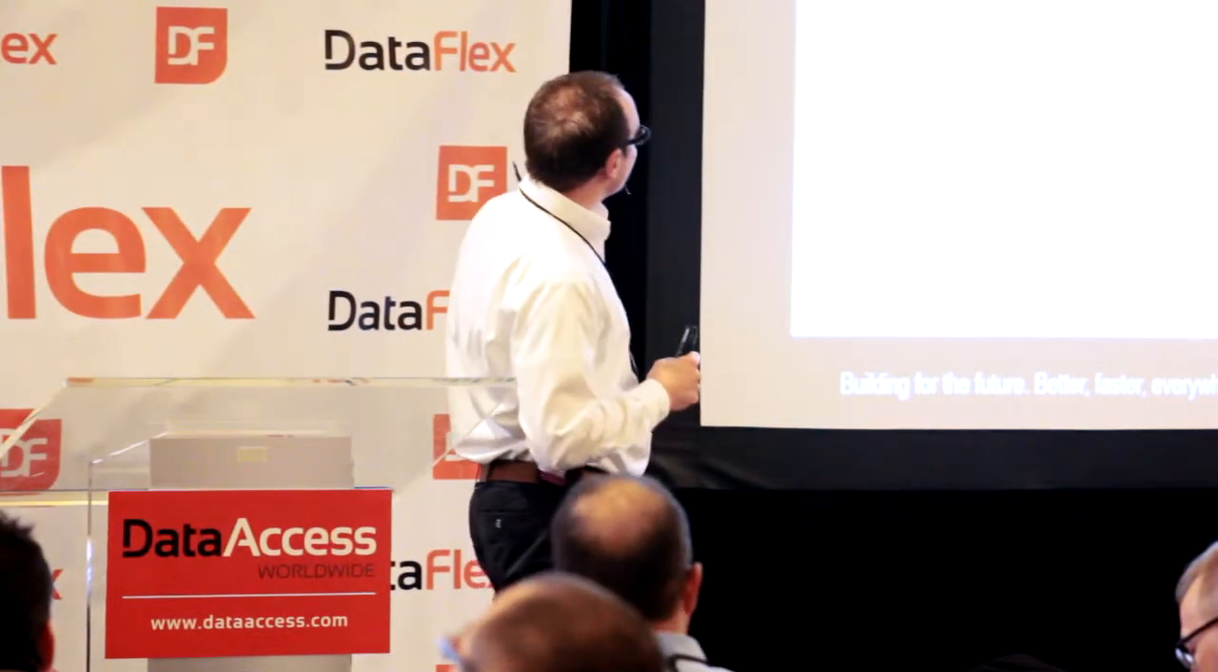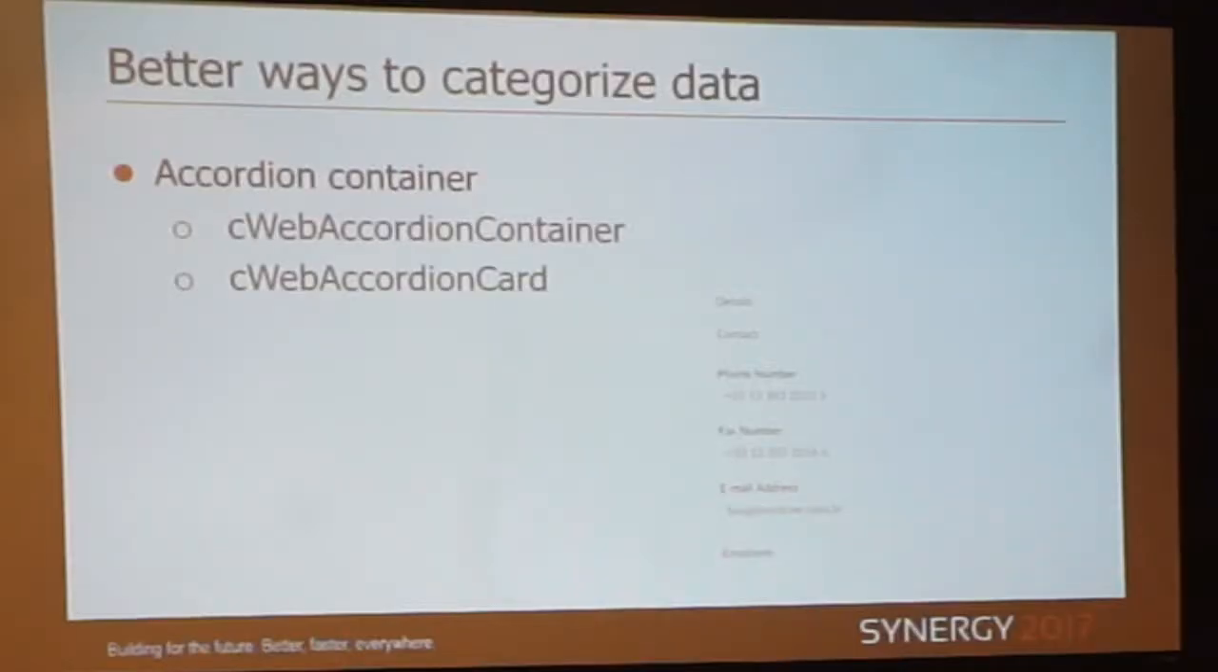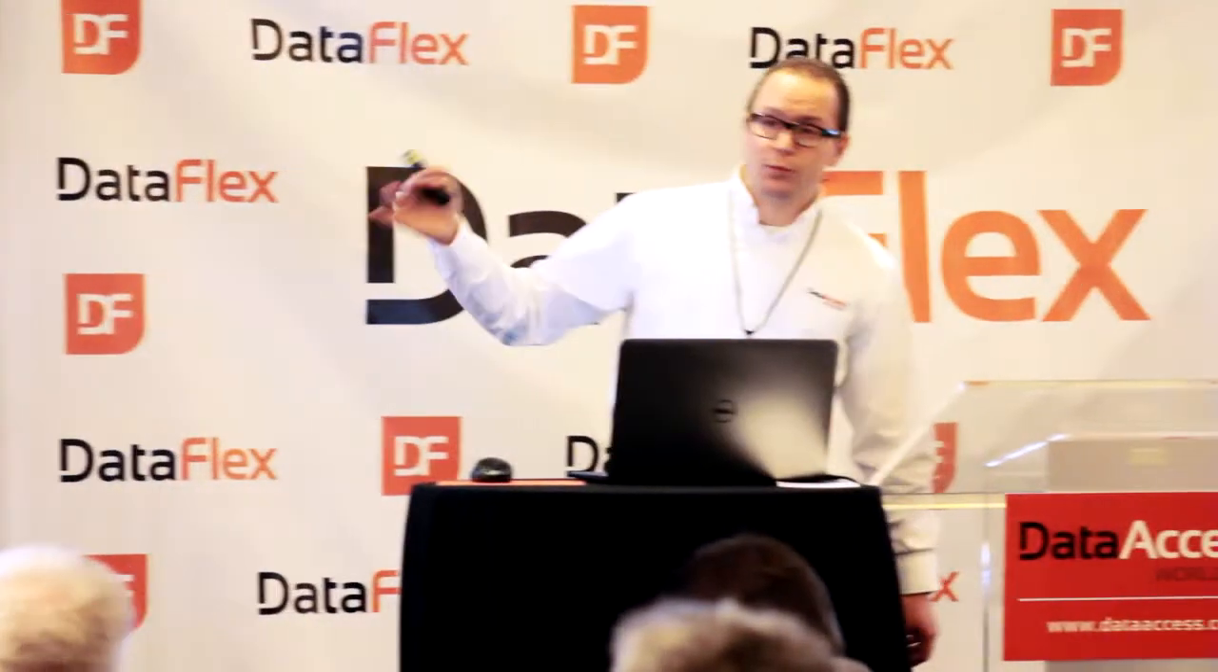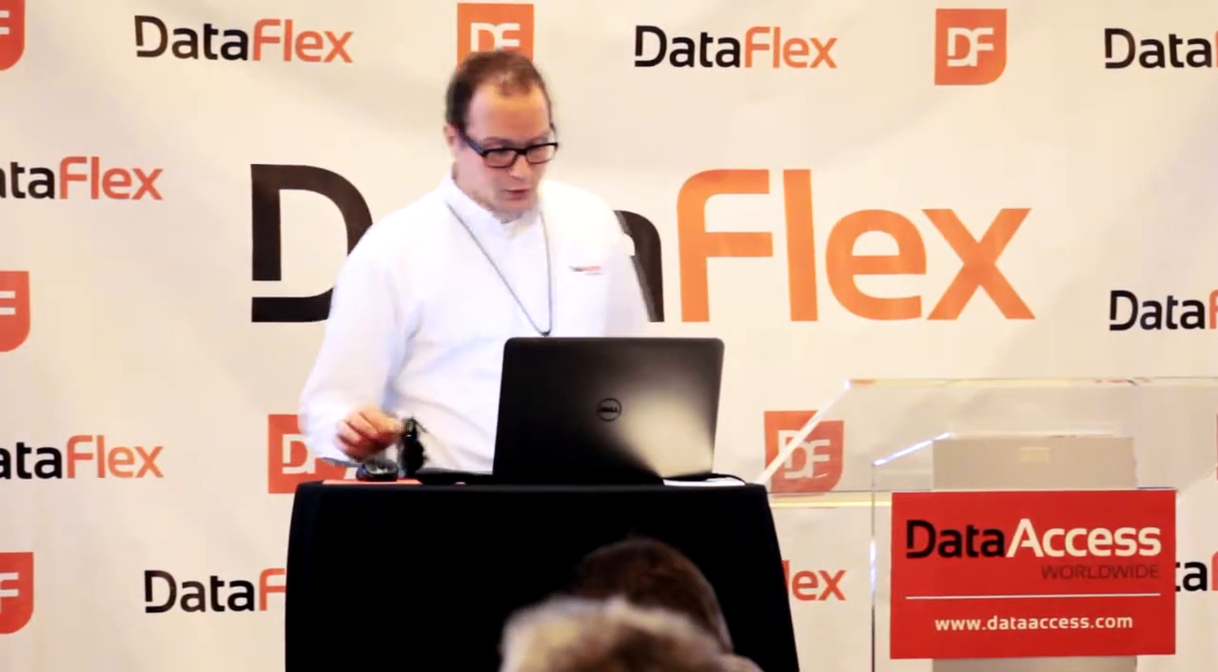Another new control that we added is the Accordion Container. The Accordion Container is something that has been requested a couple of times, and you could see it as a vertical tab container, but you can also have it open multiple cards at the same time. You implement it like a tab container, so you just put in an Accordion Container control, you put in cards in there, and in the cards you can just put the controls.